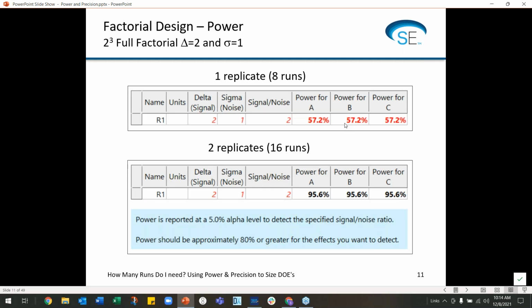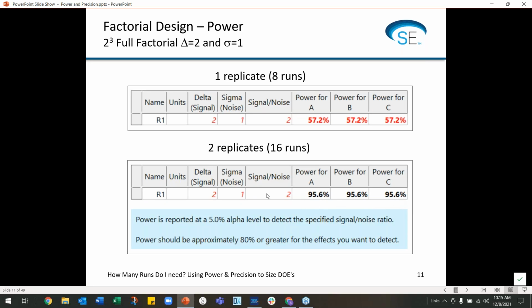That's not a very good scenario to set yourself up for success. We would prefer, when we're setting up a designed experiment, that our likelihood of success is much higher than that. Probably, as it says down here, power should be approximately 80% or greater for the effects that you want to detect. So taking that 8-run design and replicating it, doing 16 runs instead, then gives actually a power of about 95%. So this is much, much better.